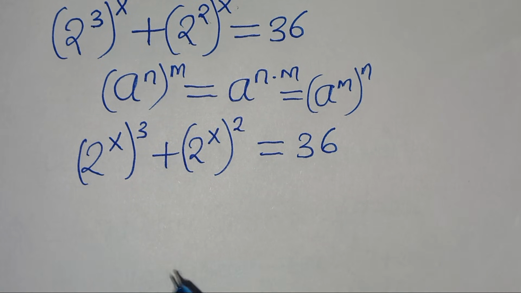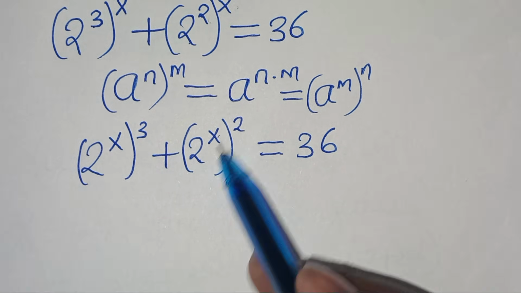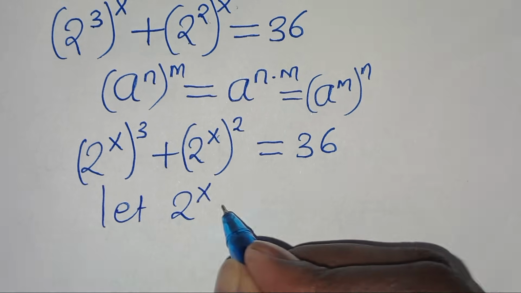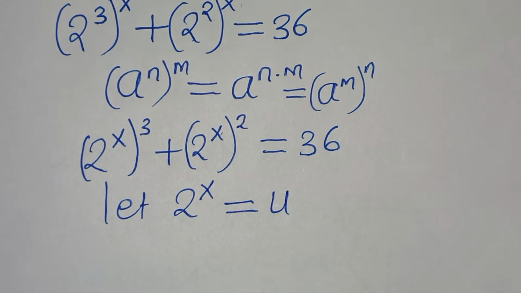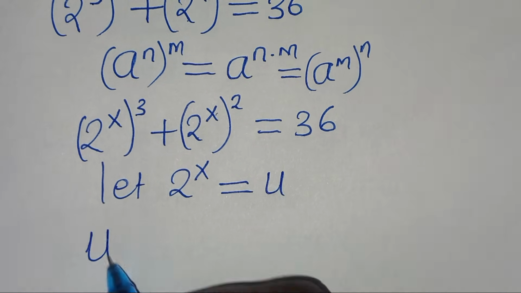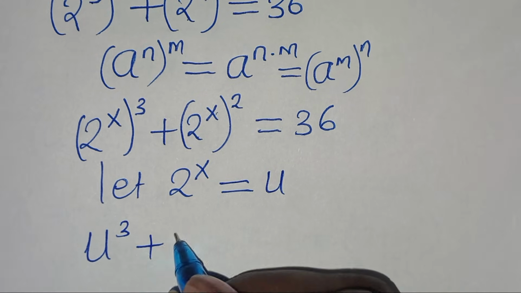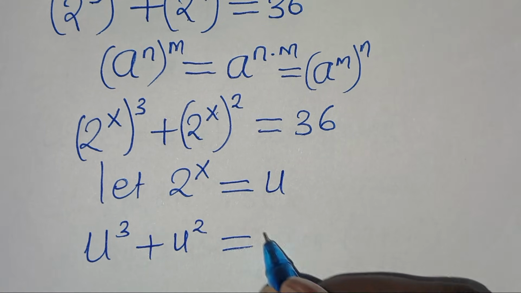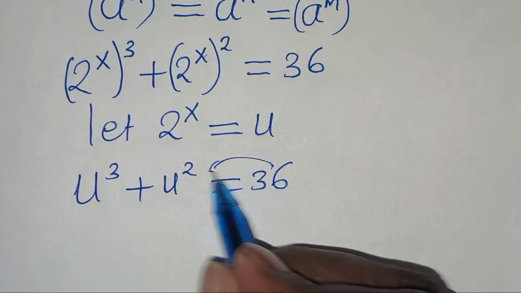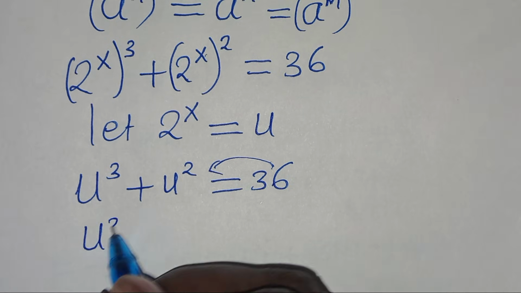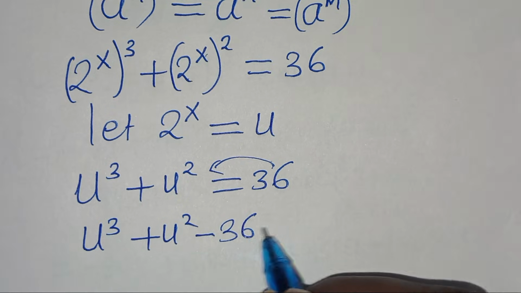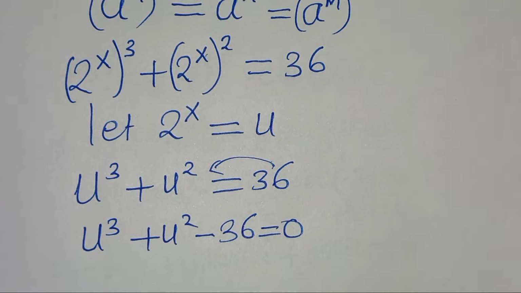Now, the next step from here, we have 2 to the power of x and 2 to the power of x here. So we can let 2 to the power of x be equal to u. So let's substitute u back to this equation here, which is u to the power of 3 plus u to the power of 2. This is equal to 36. Let's take 36 on the left hand side so that we have u to the power of 3 plus u to the power of 2 minus 36. This is equal to 0.